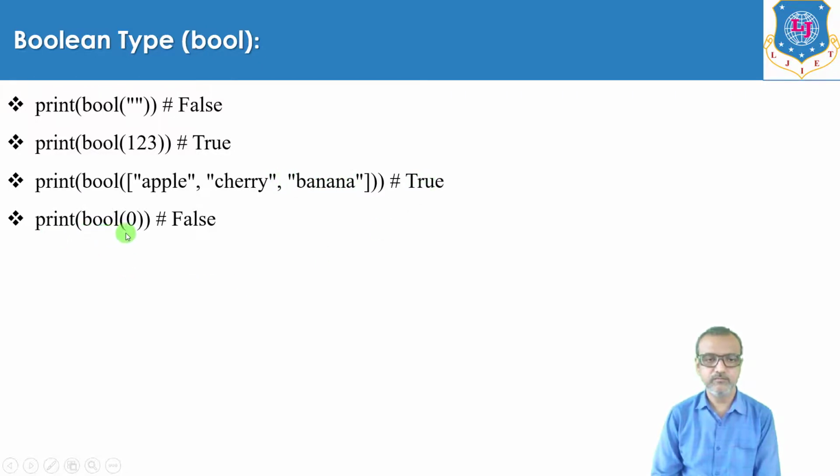Now print of bool of 0. See, 0 integer will give you the output as false. Empty string will give you the output as false. 0 value will give you the output as false. Just keep in mind these important concepts.